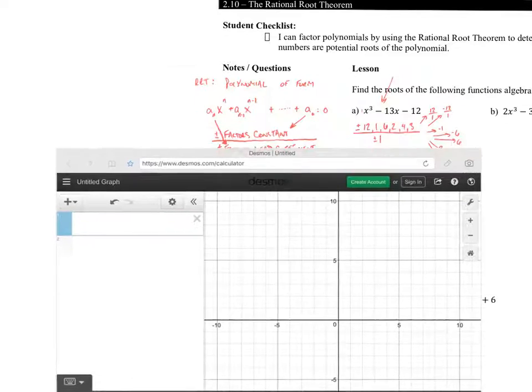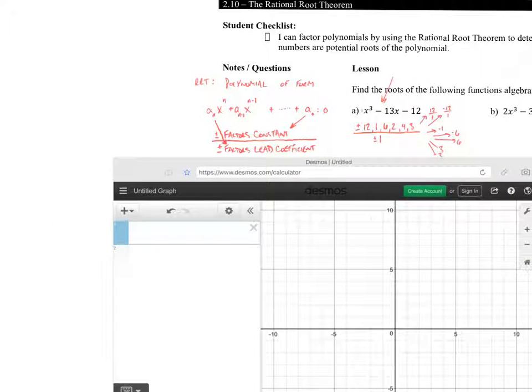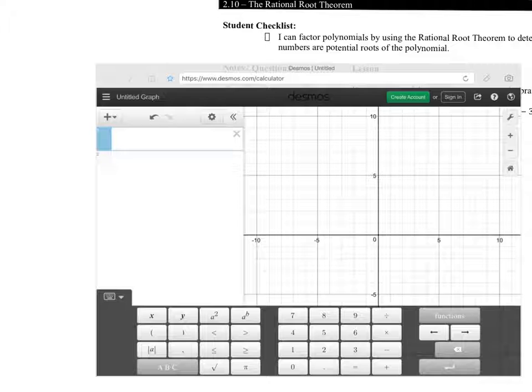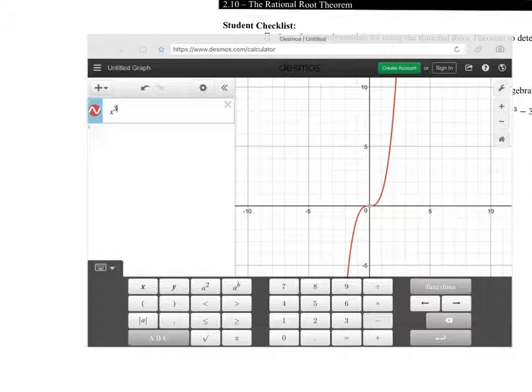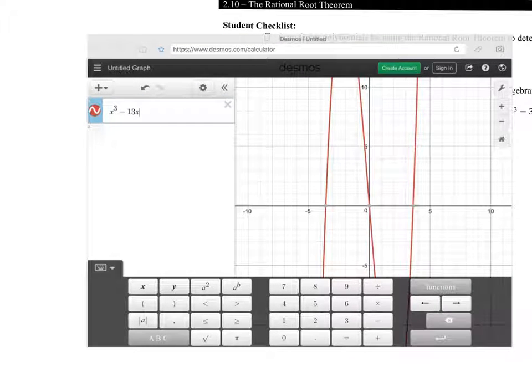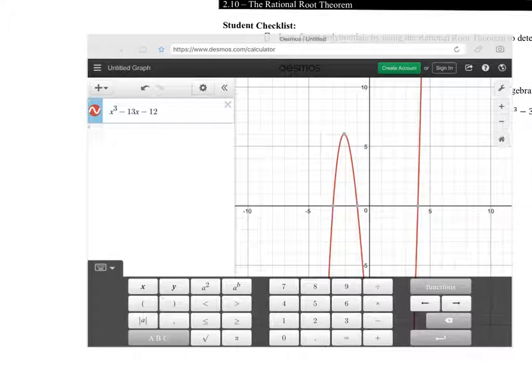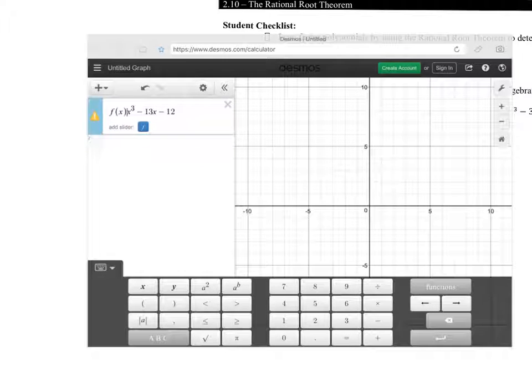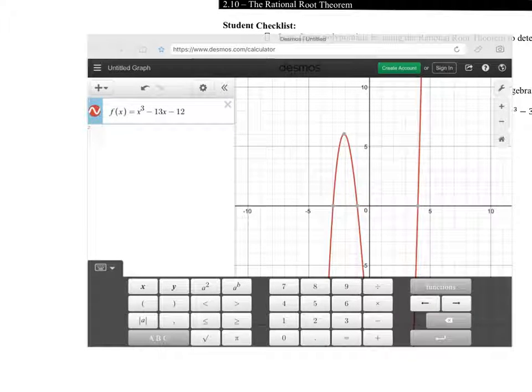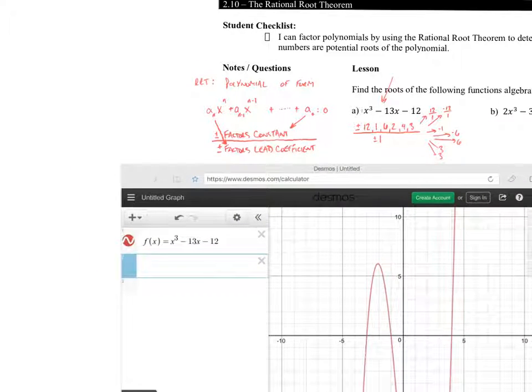So here's what makes Desmos so great. We can put our function that we have, this x cubed, and what is it, minus 13x minus 12, into here. And as long as we give it a name, like let's call it f of x, as long as we give it a name, now we can test each of these numbers really quickly.